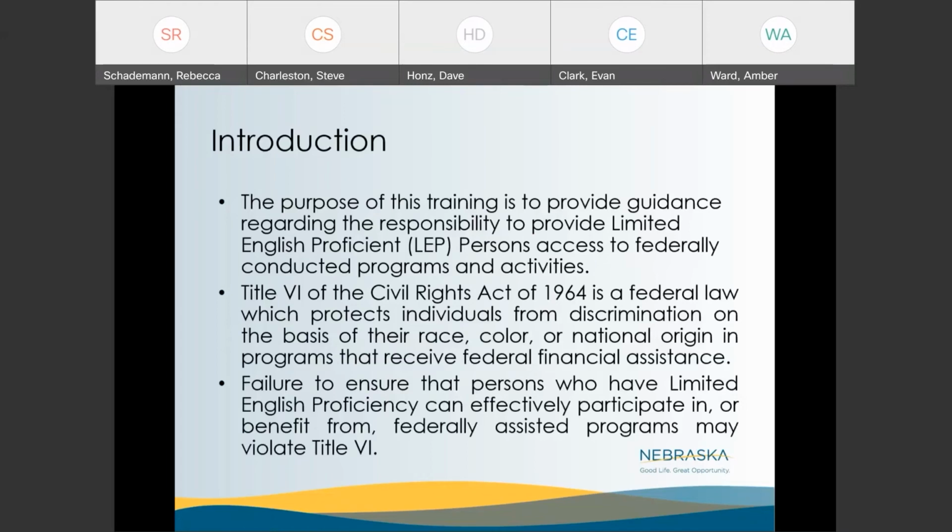The purpose of this training is to provide guidance regarding the responsibility to provide limited English proficient persons access to federally conducted programs and activities. This is part of Title VI of the Civil Rights Act of 1964, a federal law which protects individuals from discrimination on the basis of their race, color, or national origin in programs that receive federal financial assistance. Failure to ensure that persons who have limited English proficiency can effectively participate in or benefit from federally assisted programs may violate Title VI.